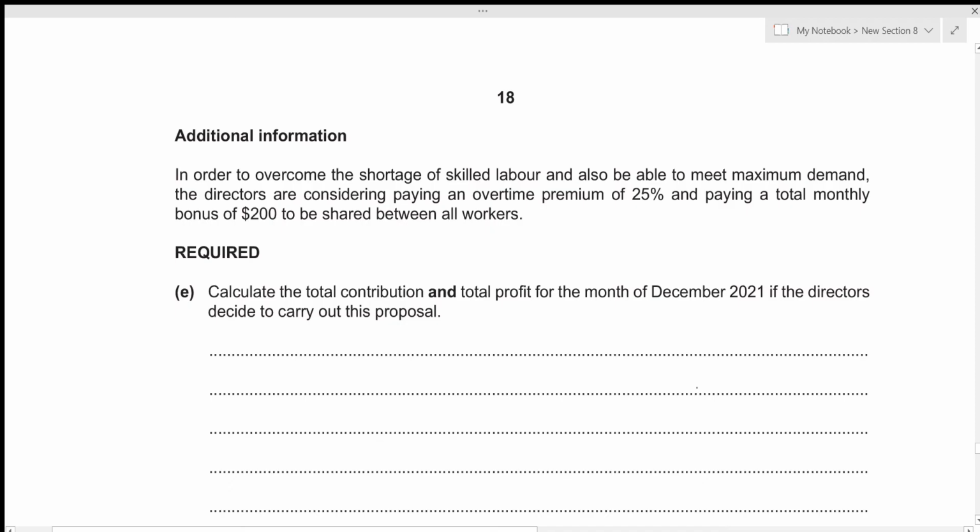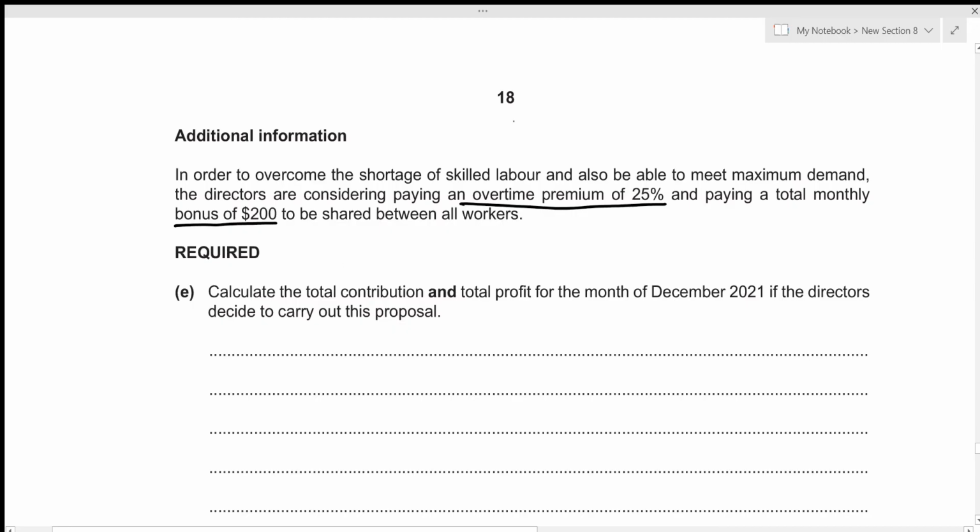We're given additional information. So in order to overcome the shortage of skilled labor and also be able to meet maximum demand, the directors are considering paying an overtime premium of 25% and paying a total monthly bonus of 200 to be shared between all workers. Now we need to calculate the total contribution and total profit for the month of December 2021 if the directors decide to carry out this proposal.